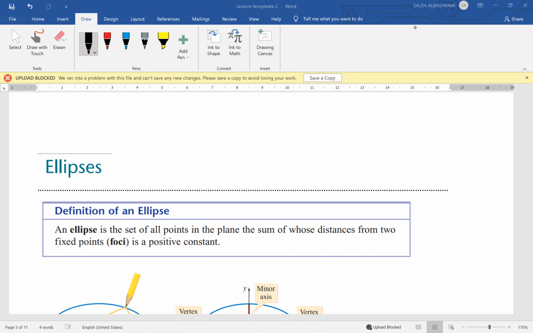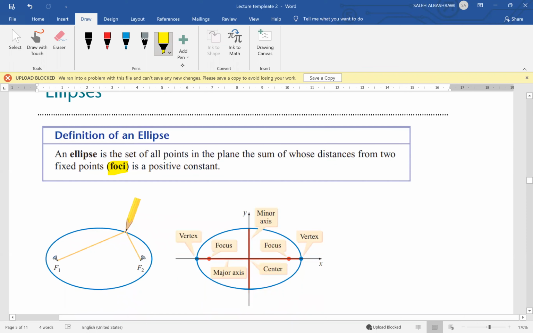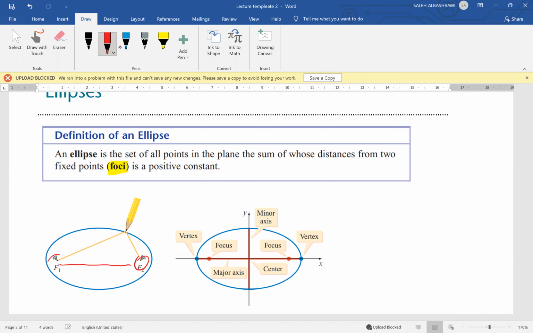Today we are going to speak about the ellipse. The ellipse is defined as the set of all points in the plane the sum of whose distances from two fixed points, named foci, is a positive constant. That means if we take all the points whose distances to these two points add up to a constant, then we have something called the ellipse.